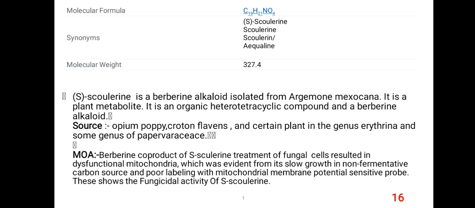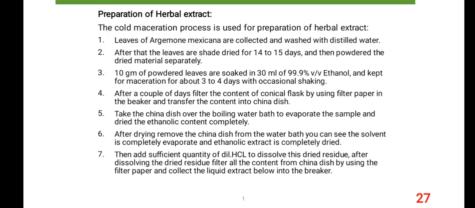After the mechanism of action, as our plant shows antifungal activity, we need to perform some tests on it. For that, we need to formulate a herbal extract. The herbal extract is prepared by the cold maceration process. Leaves of Argemone mexicana are collected and washed with distilled water.